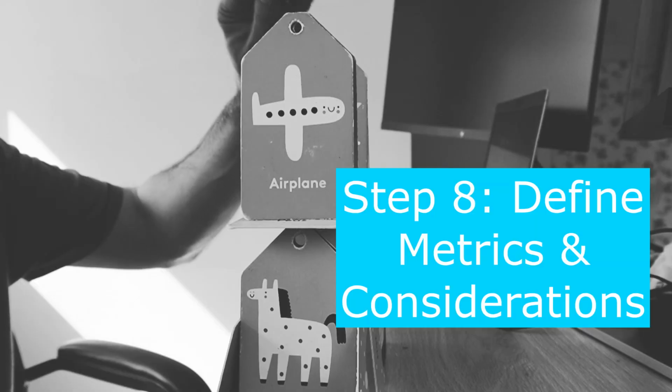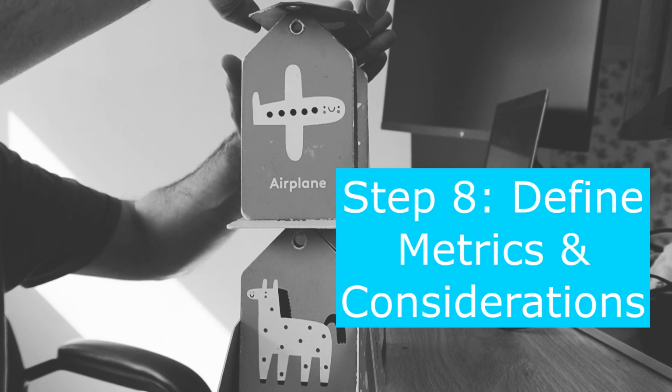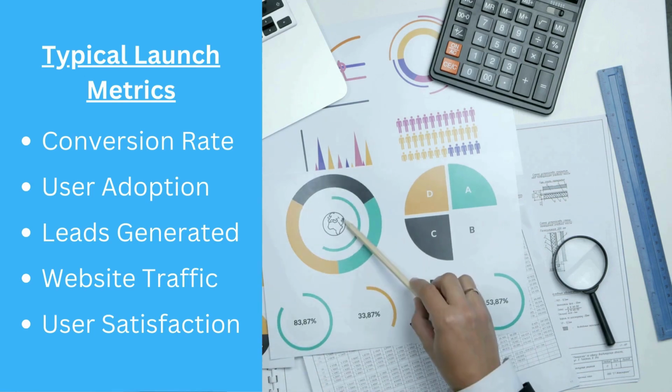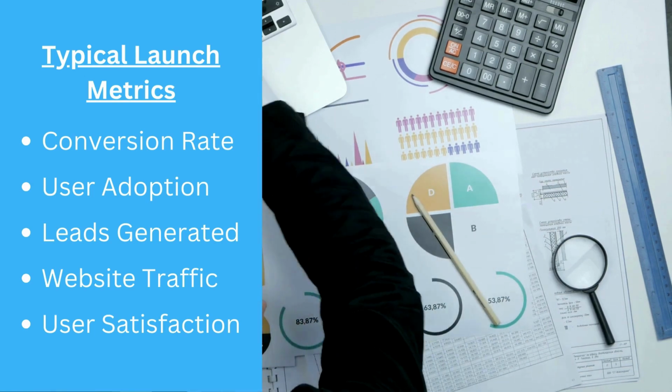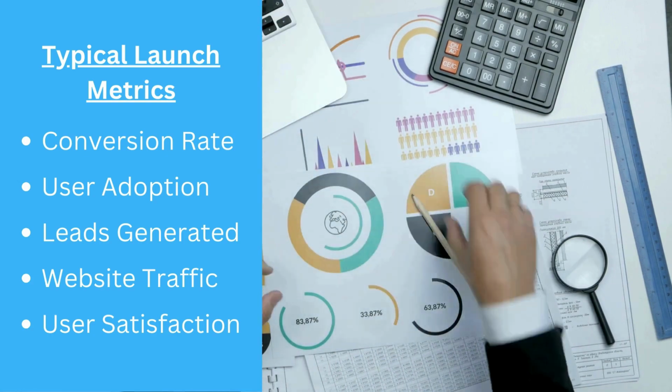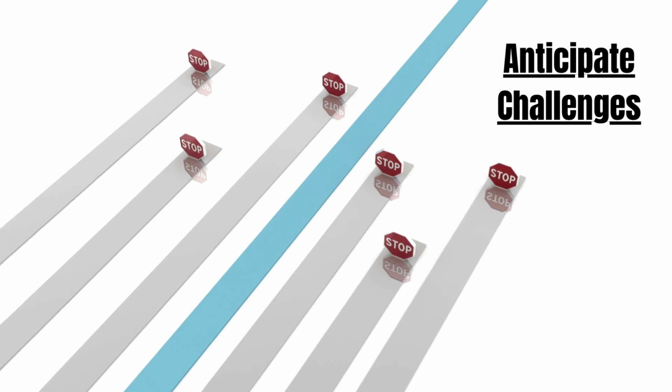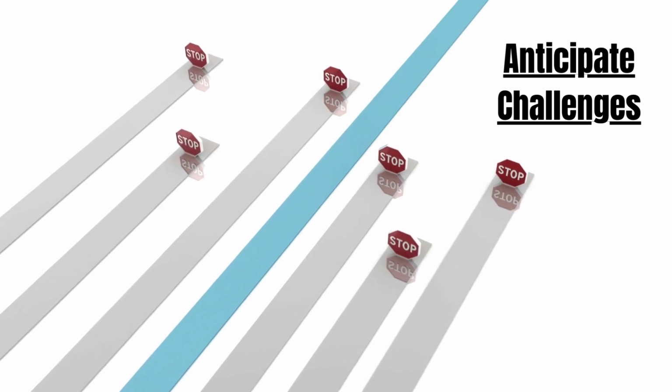For step 8, define metrics and considerations. You want to establish clear KPIs to measure launch success. This involves conversations with multiple department heads to ensure that everyone is aligned on what launch success looks like. And after agreement, set up dashboards to monitor metrics like sales targets, user adoption rates, and customer satisfaction scores prior to launch.